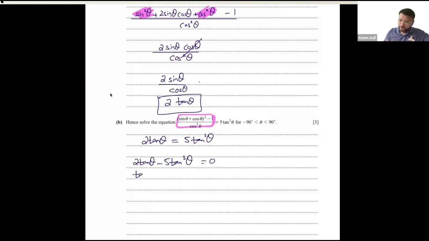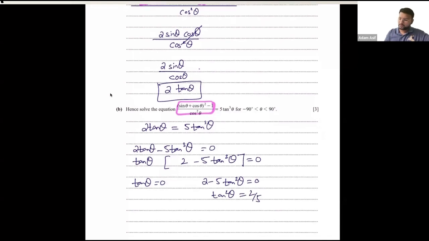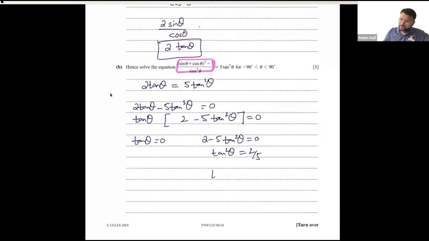So it's better to take tangent theta common, and over here I'm going to have 2 minus 5 tan square theta equals 0. Tangent theta is equal to 0, and 2 minus 5 times tangent square theta is equal to 0. So tangent square theta would be equal to 2 upon 5, and tangent theta is equal to 0. Clear? Now, when you take square root, do not forget writing plus minus.